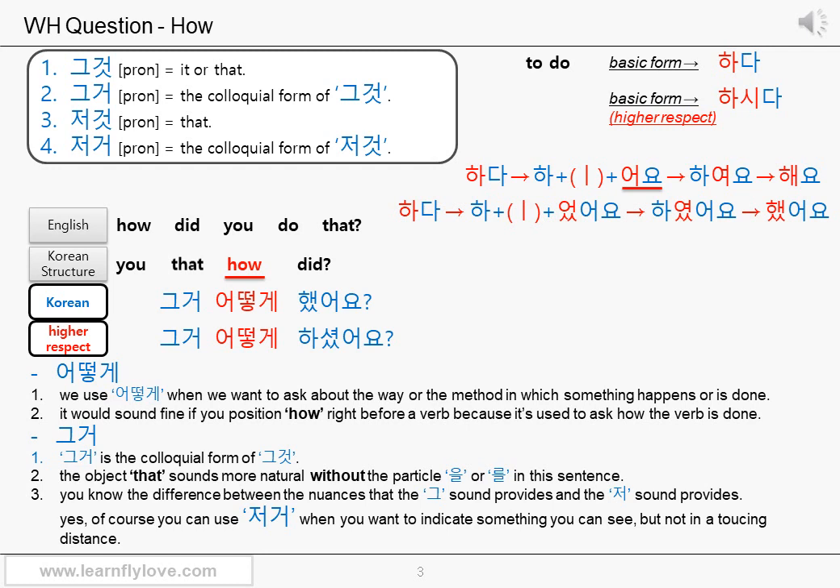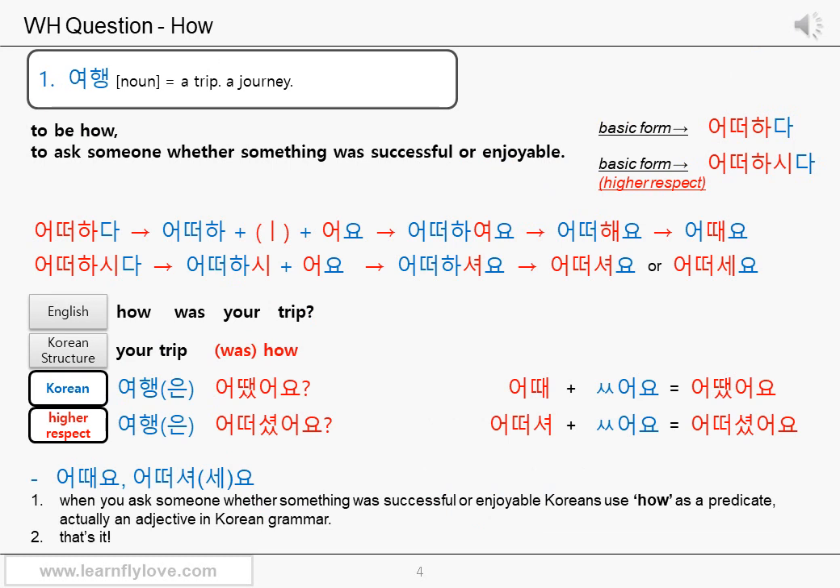You can make the higher respect form. 그거 어떻게 하셨어요? Perfect. Let's see the next sentence.